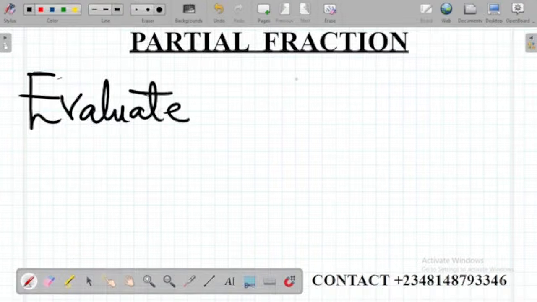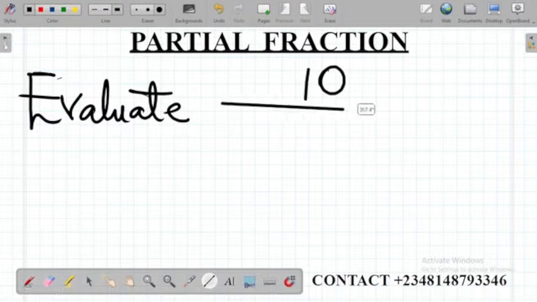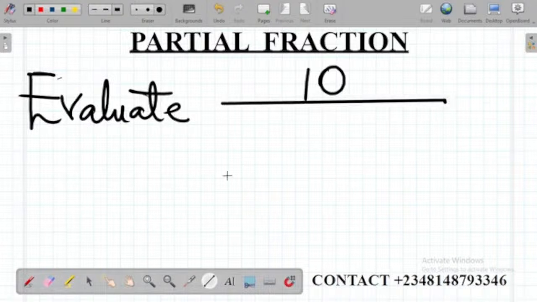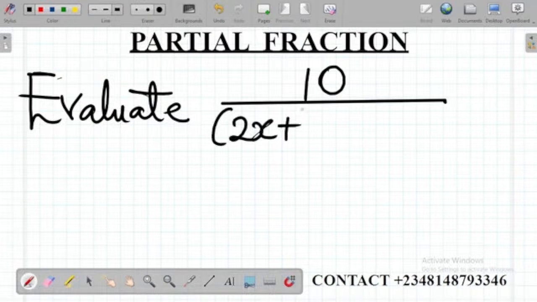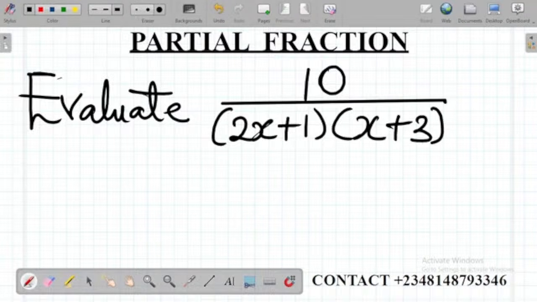We are asked to evaluate 10 all over 2x plus 1 multiplied by x plus 3. How do we solve this?